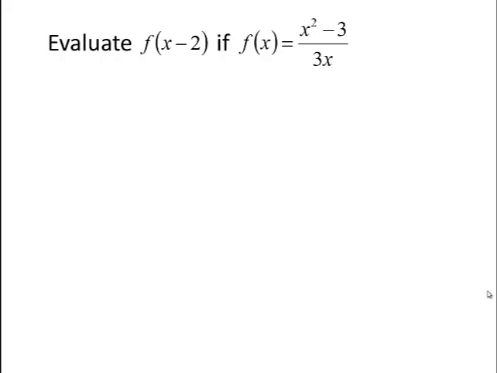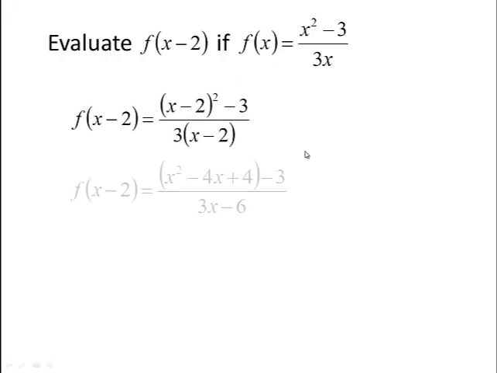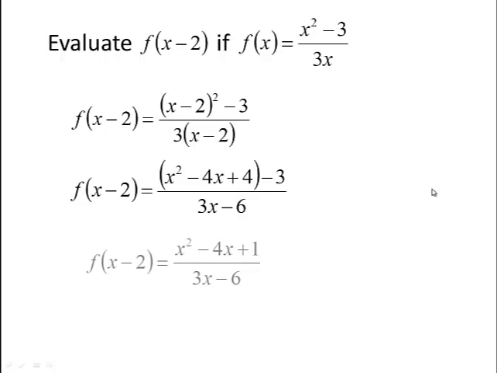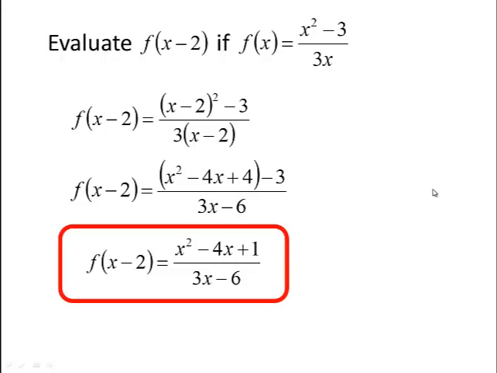Evaluate for f of x minus 2. So you will replace all the x's in your function with x minus 2 and simplify, FOIL, collect your like terms, simplify as far as you can, and then leave that as the answer.